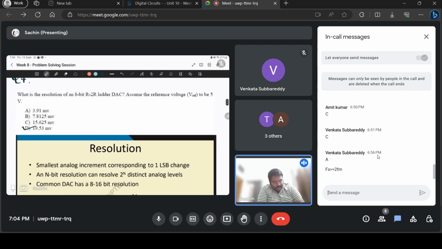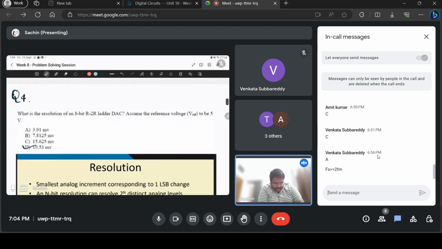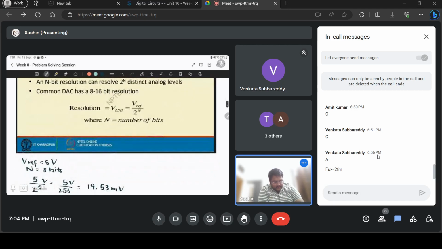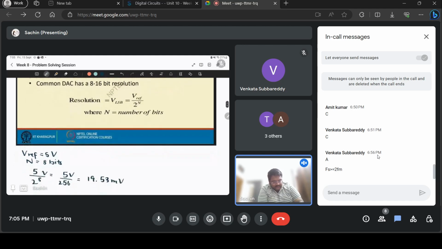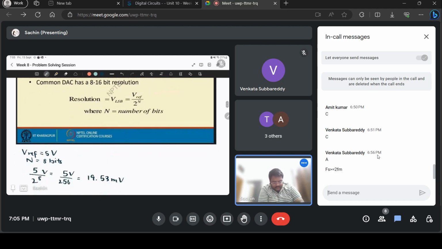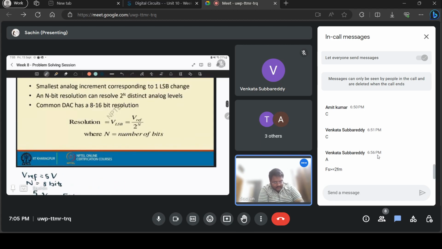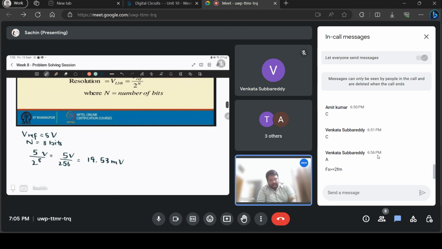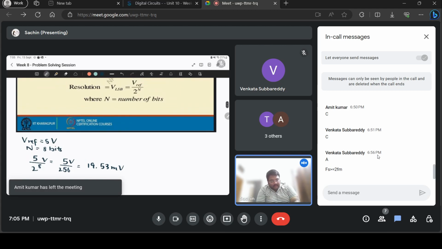What is the resolution of an 8-bit R2R ladder DAC? It doesn't matter if it's an 8-bit R2R or a common binary weighted resistor DAC. In both cases, the resolution is the value of the smallest bit, or the smallest voltage value that you can recognize, which is the reference voltage divided by 2 power n, where n is the number of bits. So here the V reference was 5 volts and n is 8. So 5 by 2 power 8 is 5 by 256. So it's 19.53 millivolts.